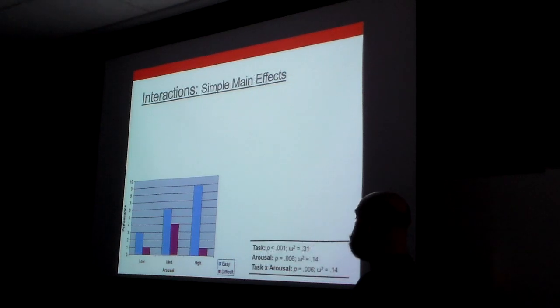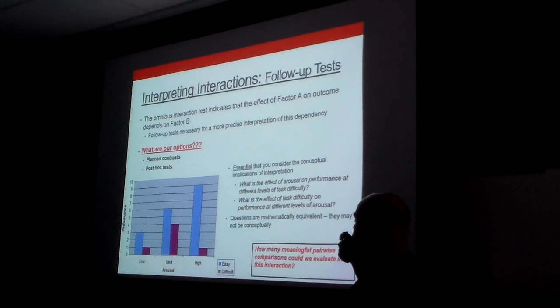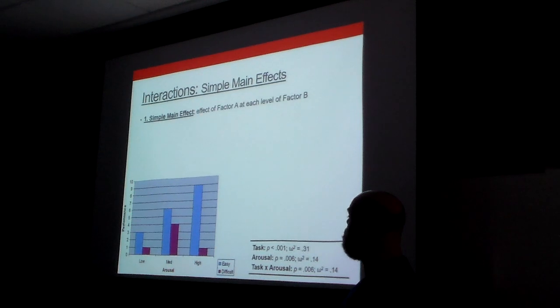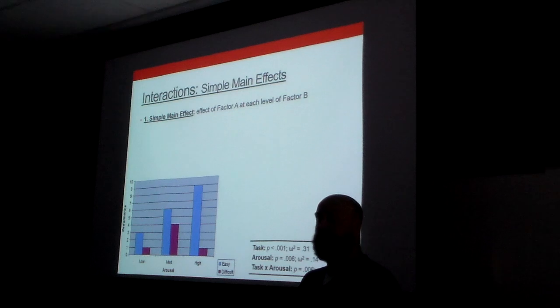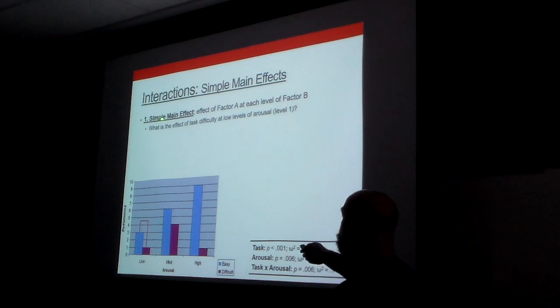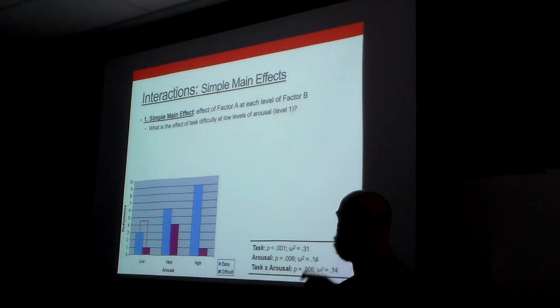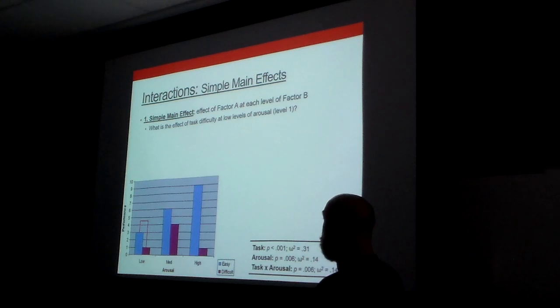But the problem is that not all of these comparisons are necessarily going to be meaningful. Okay? So if I take a look at this, I've got a simple main effect of factor A at every level of factor B. So I say, what is the effect of task difficulty at low levels of arousal? Factor A is task difficulty, easy and hard, and factor B is arousal level.